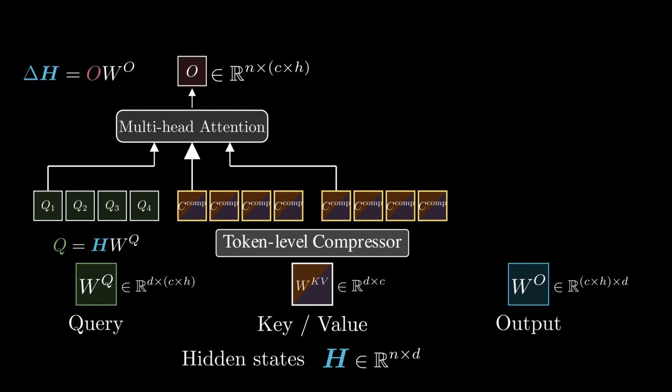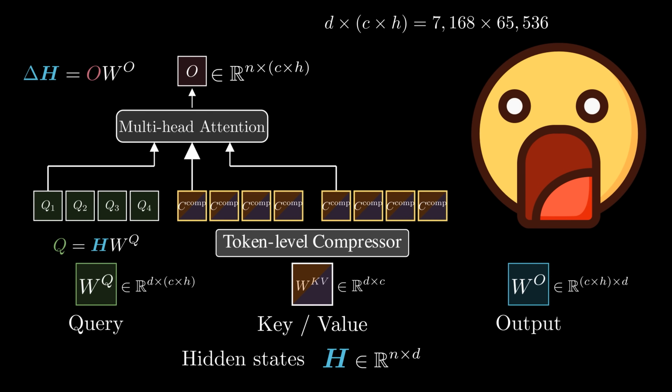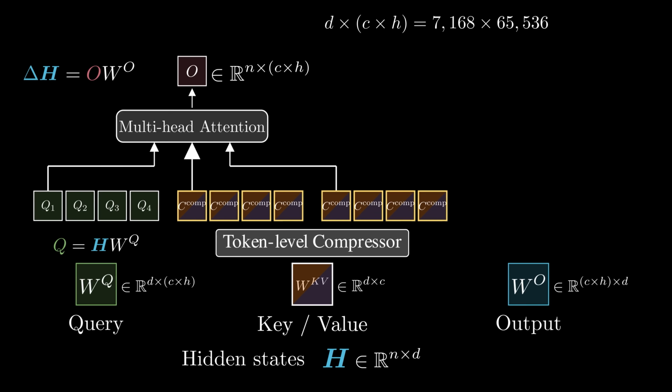Thanks to token-level compression, each attention head can now use a higher dimensional key-value vector, 512 dimensions per head, instead of the typical 128 dimensions. But this poses additional computational challenges. For example, when computing the query vector, we need to transform the d-dimensional vector into a vector with c times h dimensions. Substituting in the actual parameter values, we see that WQ becomes an extremely large matrix. To make this more parameter efficient, we take a low-rank approach.